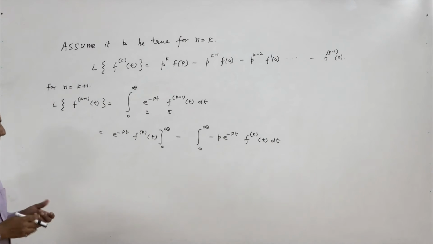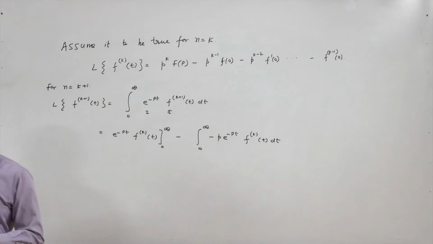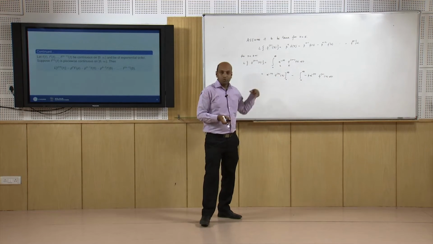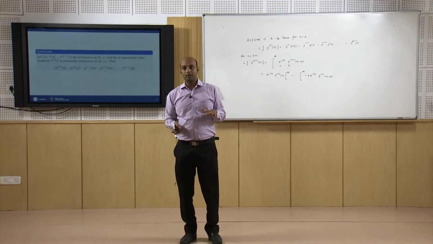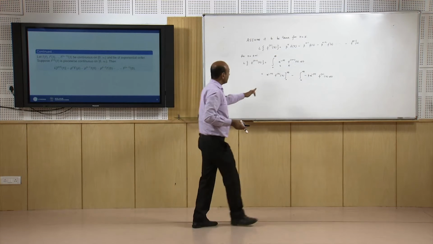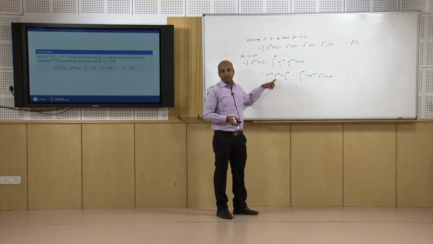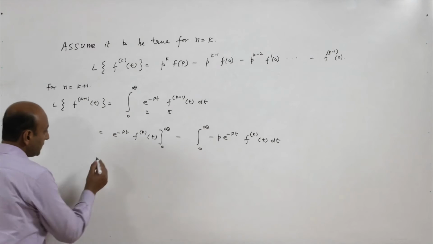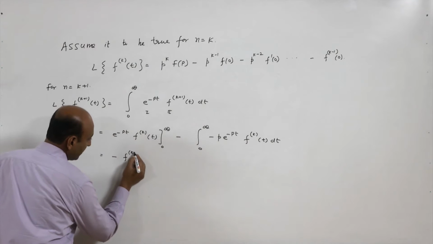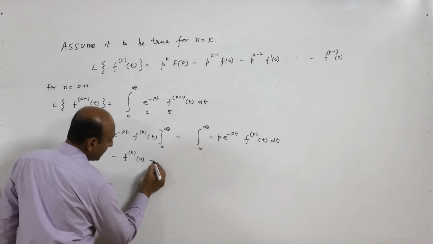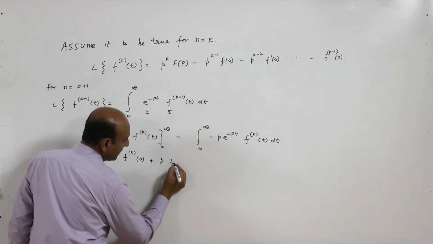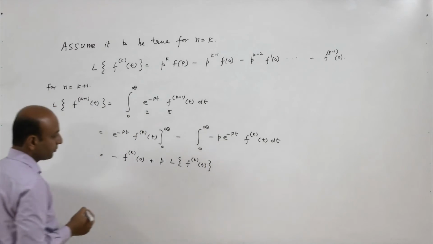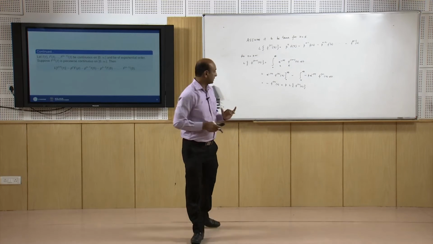Since all the derivatives up to n minus 1, that is up to k here, are of some exponential order, this will tend to 0 as t tends to infinity. This can be proved on the same lines. When t equal to 0, it is nothing but minus the kth derivative at t equal to 0, plus p times Laplace of the kth derivative of f(t). So this will be the expression.